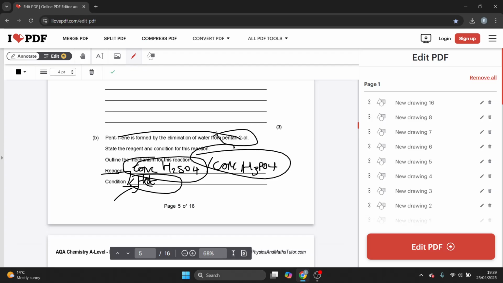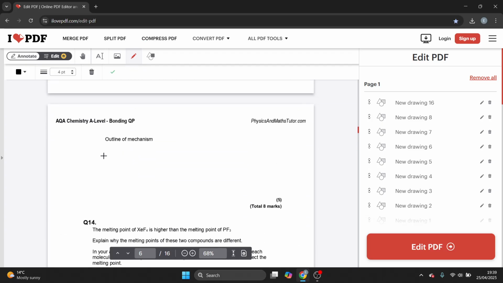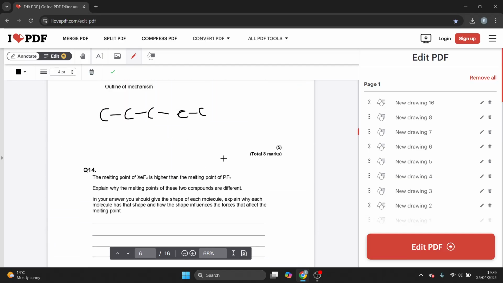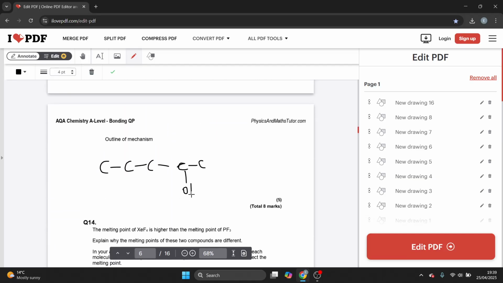So outline the mechanism: pent-1-ene is formed by elimination of water from pentan-2-ol. So I need to draw out pentan-2-ol. How do I draw it? Well, it's pentane: methane, ethane, propane, butane, pentane, 2-ol, hydroxyl group on the second carbon. I'm going to fill in the hydrogens, just like that.